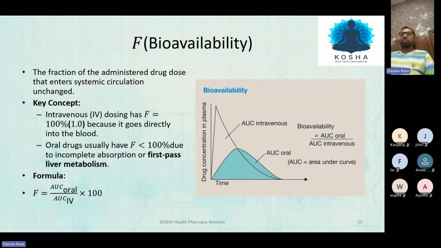For example, the IV dose of ciprofloxacin is 200 mg or 400 mg. But if you give a patient oral ciprofloxacin, the dose is 500 mg, because we know that the bioavailability of the oral drug is less than the IV. This is the core reason. And to calculate bioavailability, you take the area under curve of oral divided by the area under curve of IV, because all IV drugs have 100% bioavailability, because you are administering the drug directly into your blood.